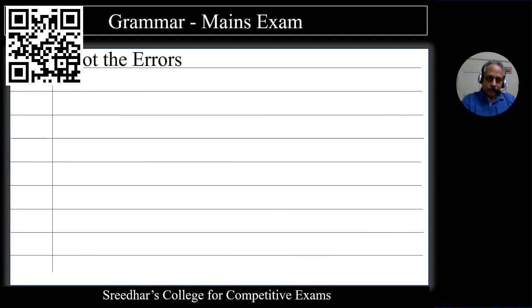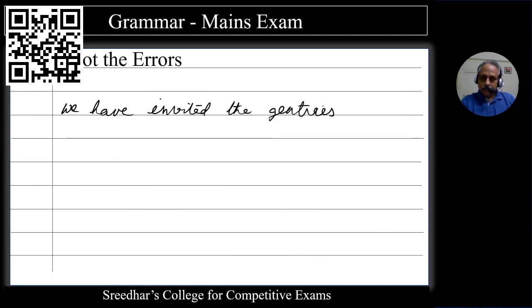The first sentence: we have invited the gentries. They may give a lengthy sentence, but what matters here, the key words are very important. We have invited the gentries. Here, there is no time phrase. Whenever there is a time phrase, it is rather easy to spot the error. If at all there is no time phrase, then it is not easy. You got to become alert. You got to read the sentence very carefully. We have invited the gentries. A very short sentence, crystal clear.